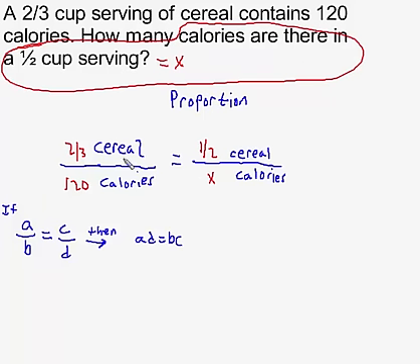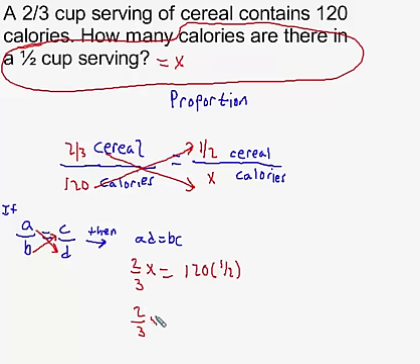In mathematics, if you have two fractions, A over B equals C over D, then you can cross multiply and say that A times D is equal to B times C. And in our problem, A is 2/3, D would be X, and that would be equal to 120 times 1/2. Copy the left-hand side of the equation. Half of 120 is 60.